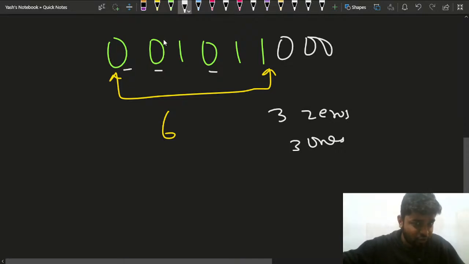Like you can see the number of zeros and number of ones are equal, so you have to find the length of the longest subarray which is consisting of zeros and ones, right? Is this part clear to everyone about the problem, right?